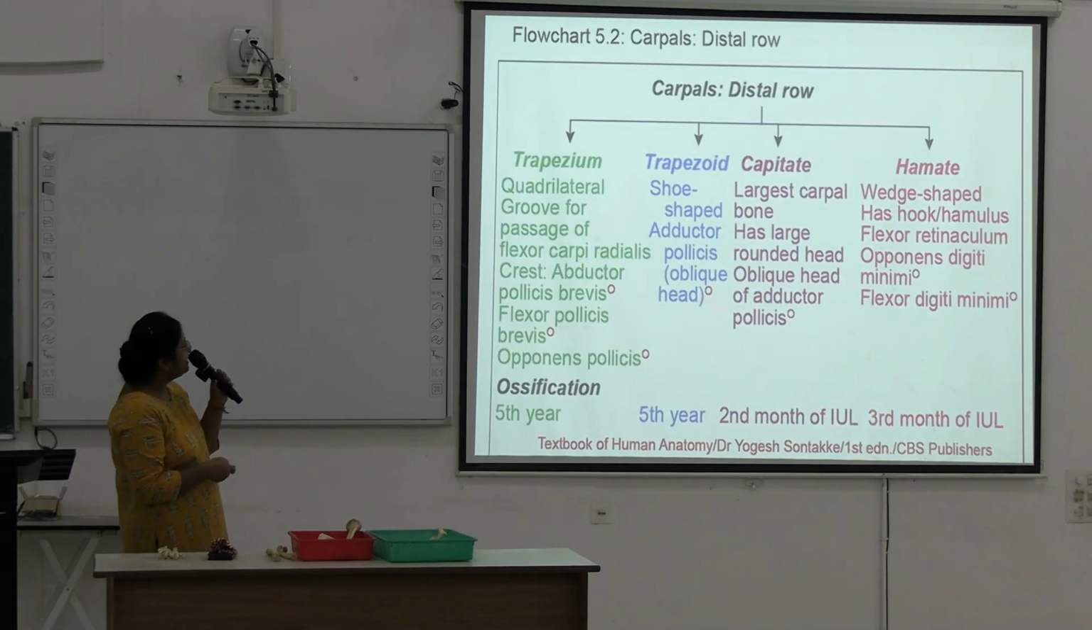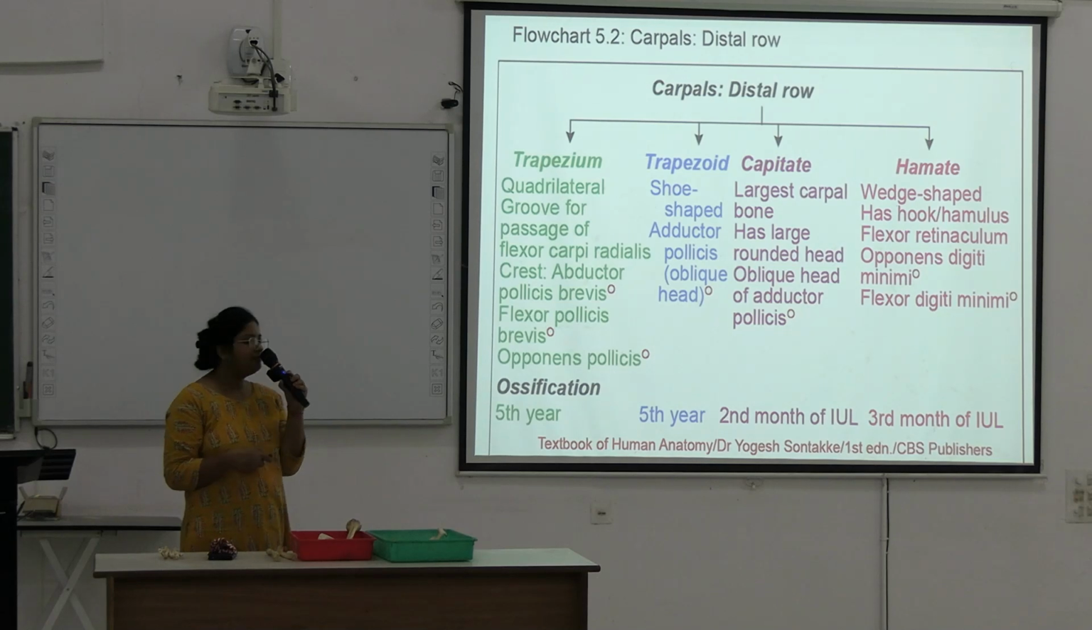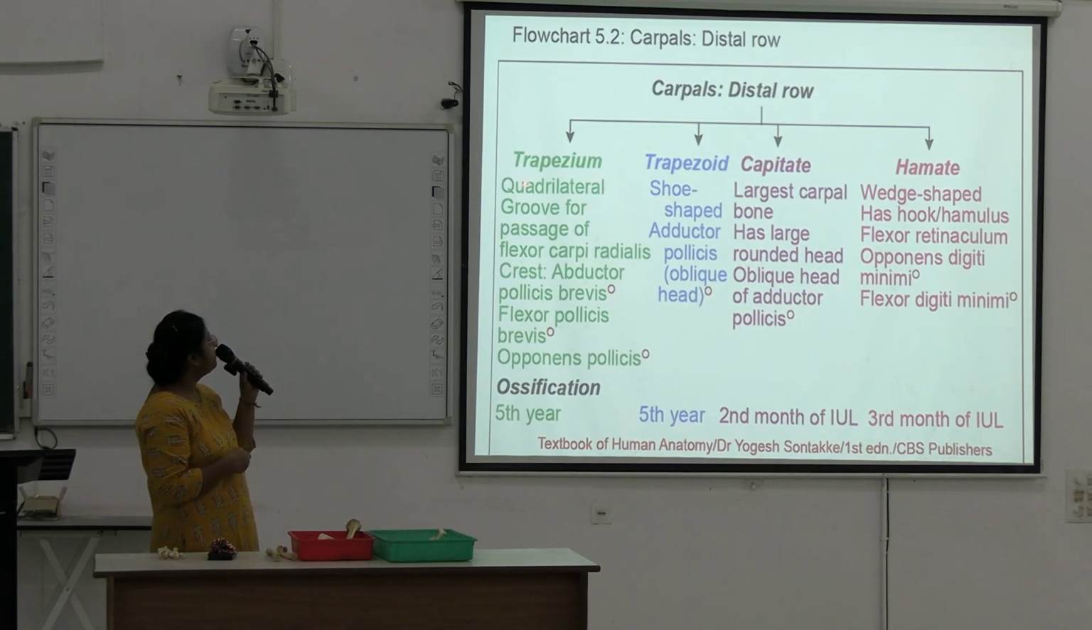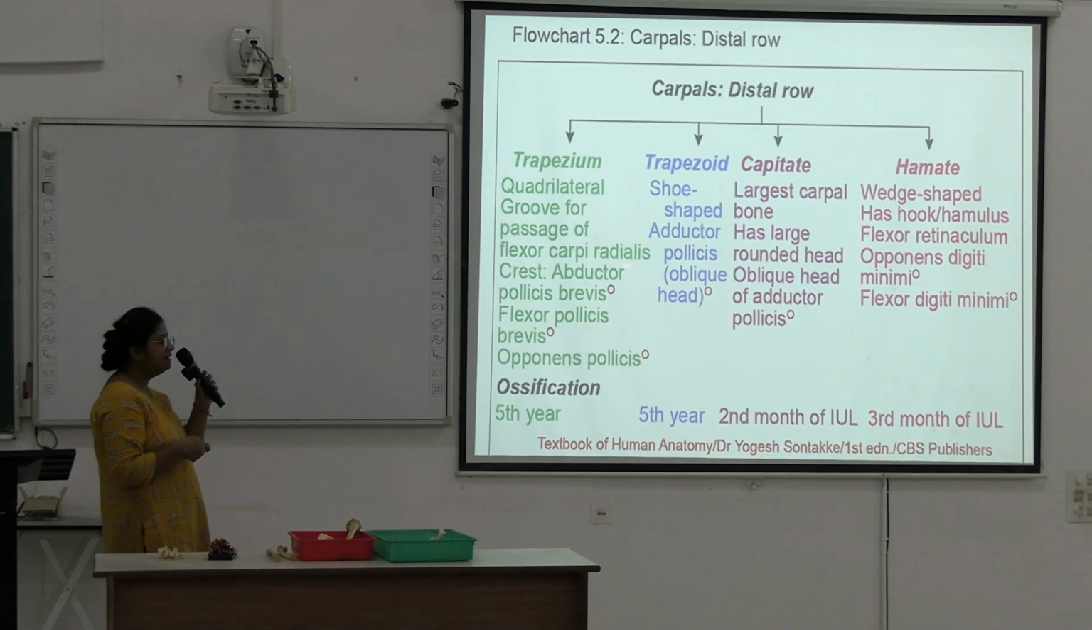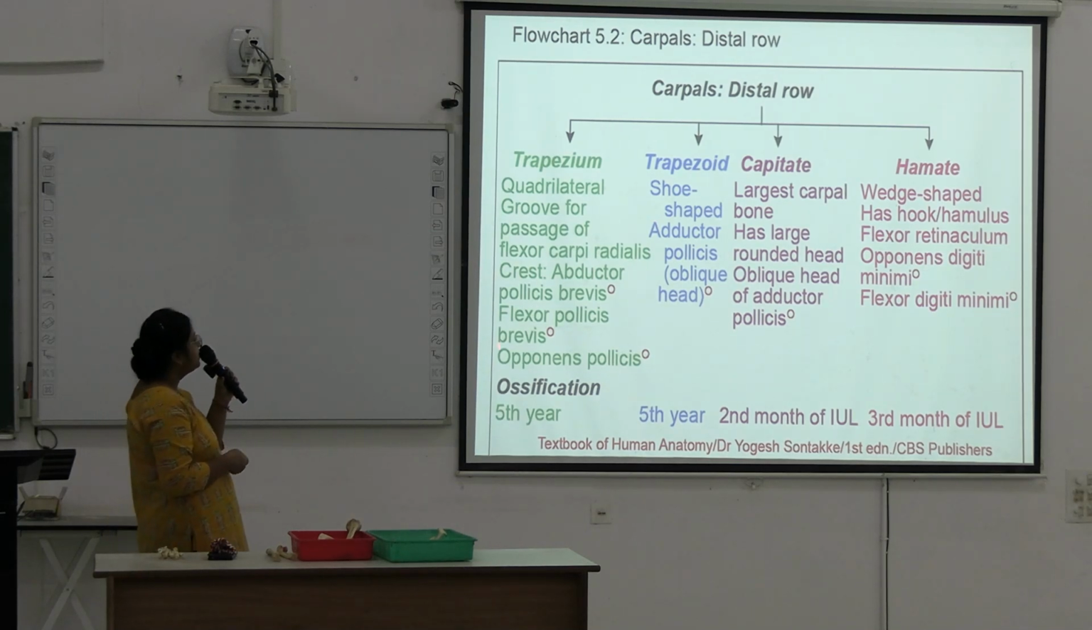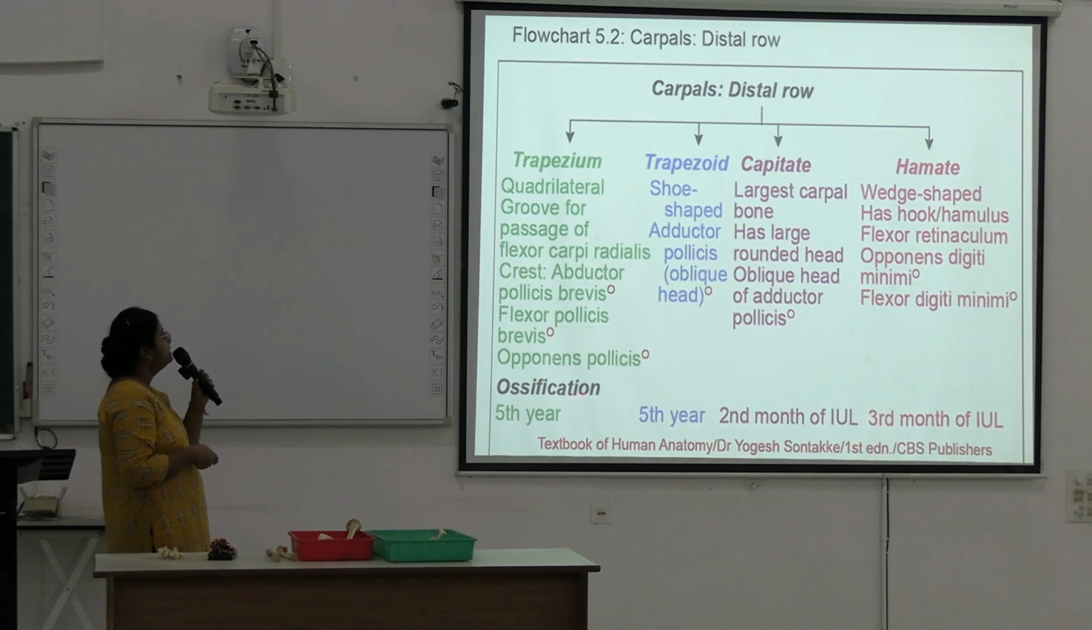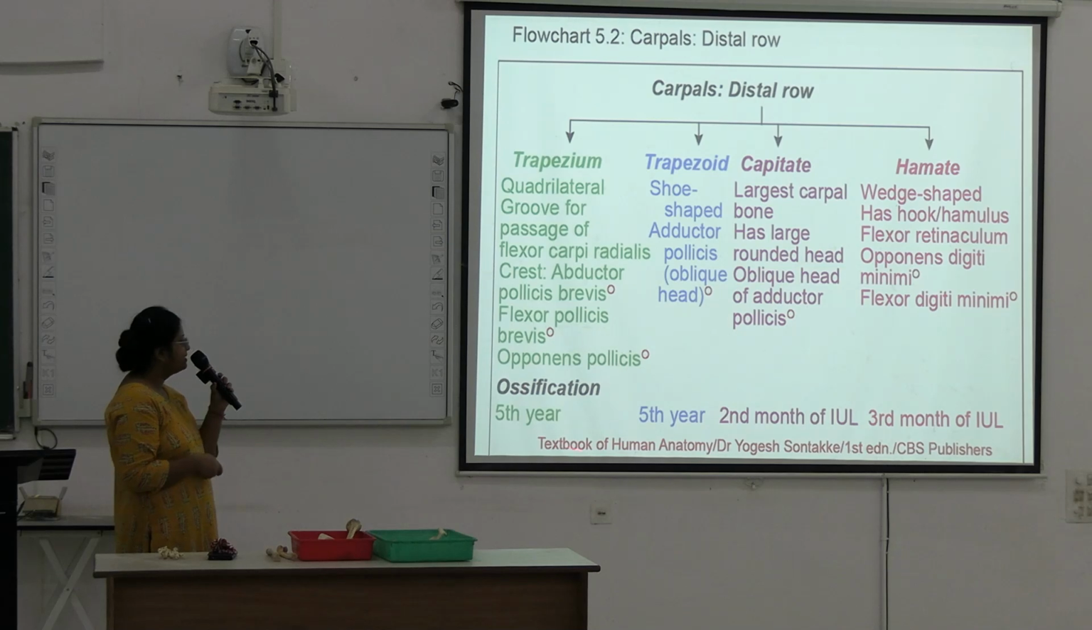So this is a summarization of the distal row of carpal bones. Trapezium is quadrilateral in shape. It has a groove for passage of flexor carpi radialis, and one crest which gives origin to the three thenar group of muscles: abductor pollicis brevis, flexor pollicis brevis, opponens pollicis.